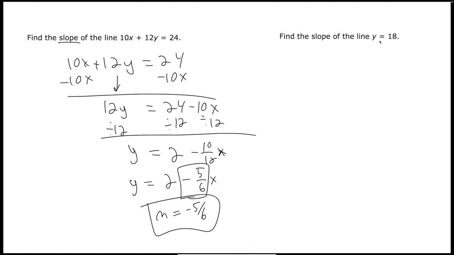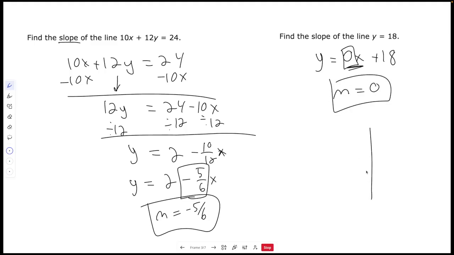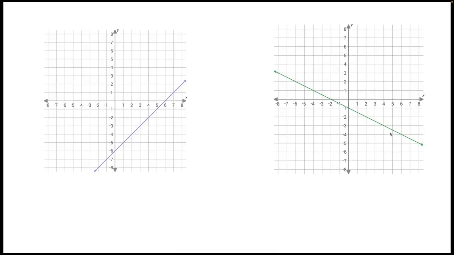For this problem on the right, okay, it's in y equals, and what we need to remember is it has a slope of 0. And here's the reason why, okay? They don't write the 0x because 0x is just 0, okay? But there is a 0x, and so we know that the number in front of the x is the slope. If I were to graph this line, we know it's a horizontal line hitting the y-axis at 18. And remember, the slope of a horizontal line is always 0. That's a bonus if you know about vertical and horizontal lines.